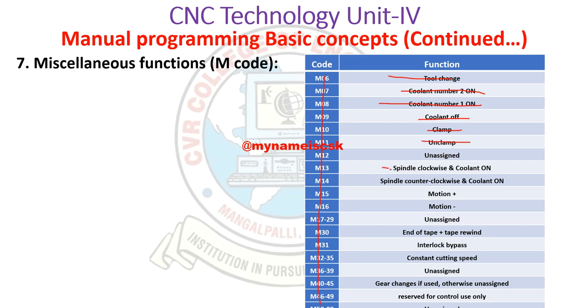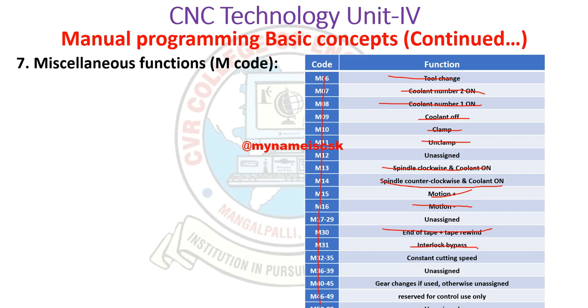And in M13, spindle rotates clockwise and coolant will be on simultaneously. In M14, spindle rotates anti-clockwise and coolant will be on. M15: we can increase the motion, and M16: we can reduce the motion. M30 is end of the tape and tape prevent. So this is used for NC machines. Nowadays in CNC machines we are not using any tape, but still we write M30.